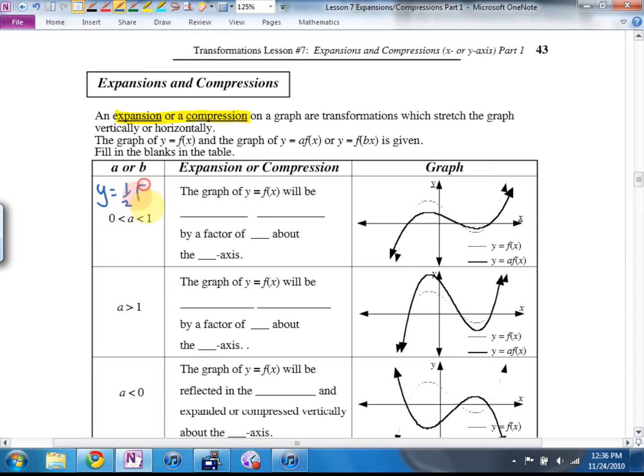A is a fraction. Vertical or horizontal, and how do I know? Just by glancing at it. If it was horizontal, where would it be? Yeah, okay, it's that easy. It's inside the function next to the x, horizontal. Anything else? Vertical. So vertical.